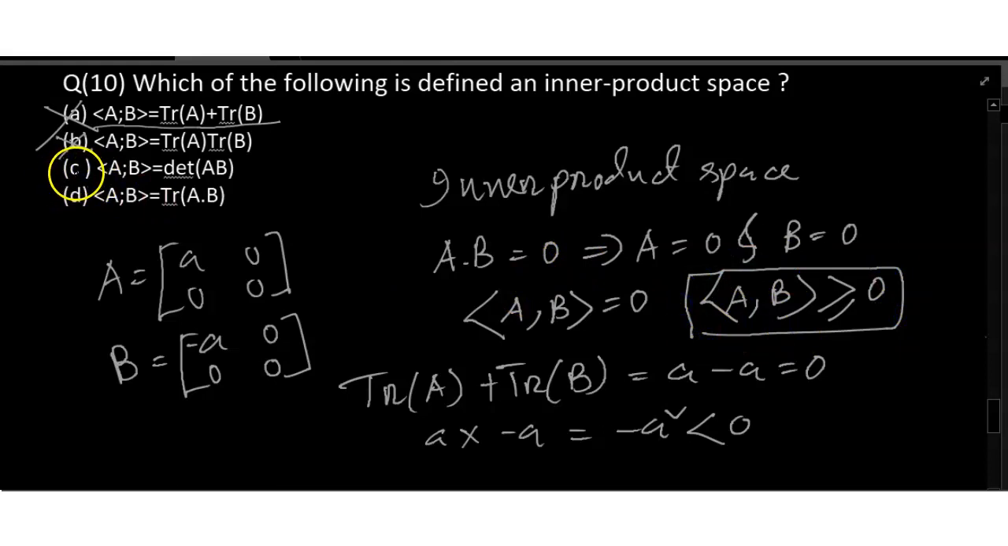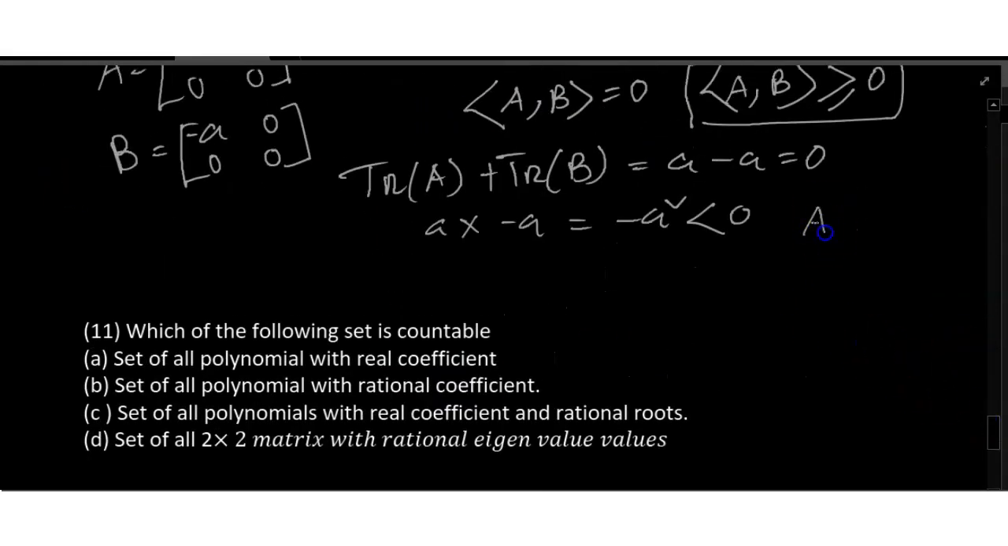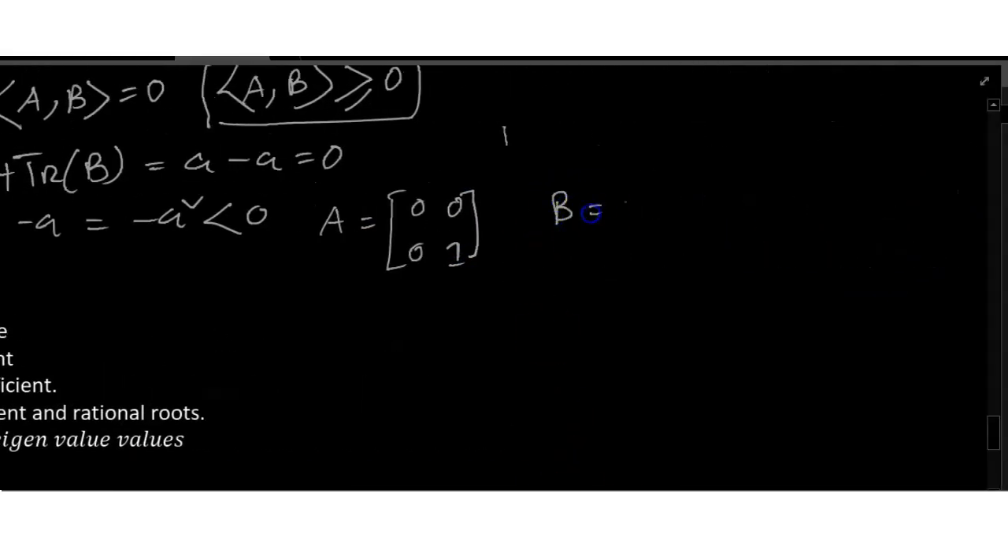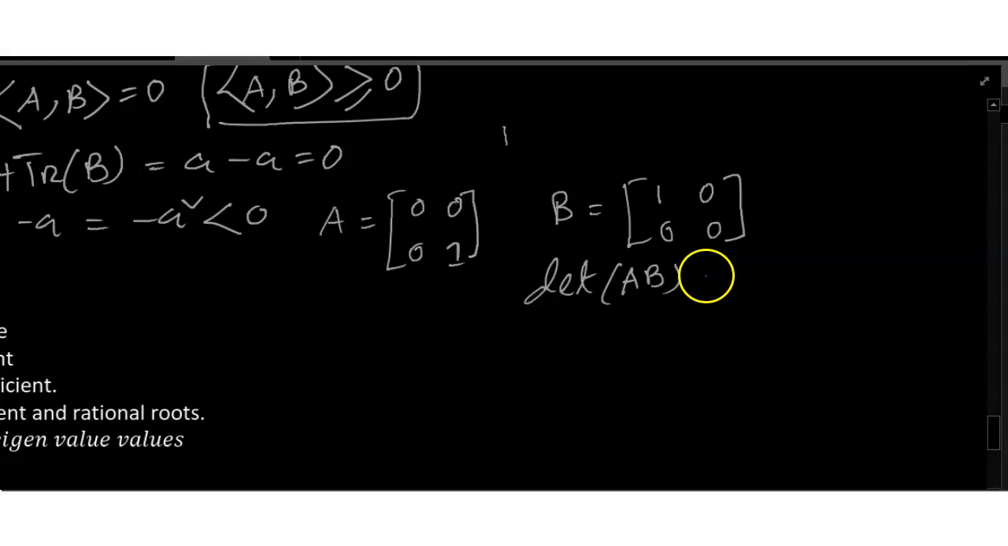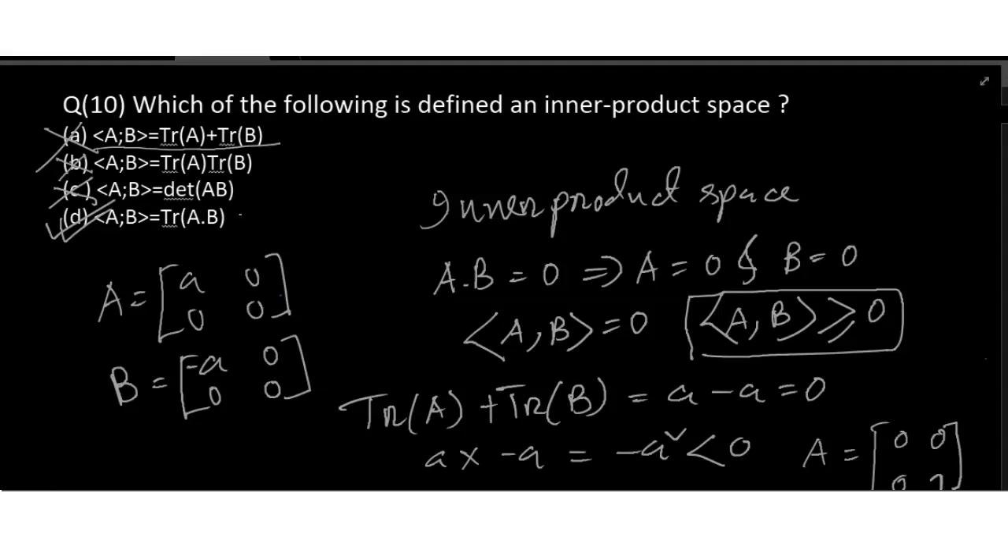Now option D: det a comma b and det ab. We take a equals to 0 comma 0 comma 1 and b equals to 1 0 0. So friends, whatever we see, det ab just multiply equals to det ab equals to 0. So friends, you see that our answer is option D. A, B, C fail the inner product conditions.